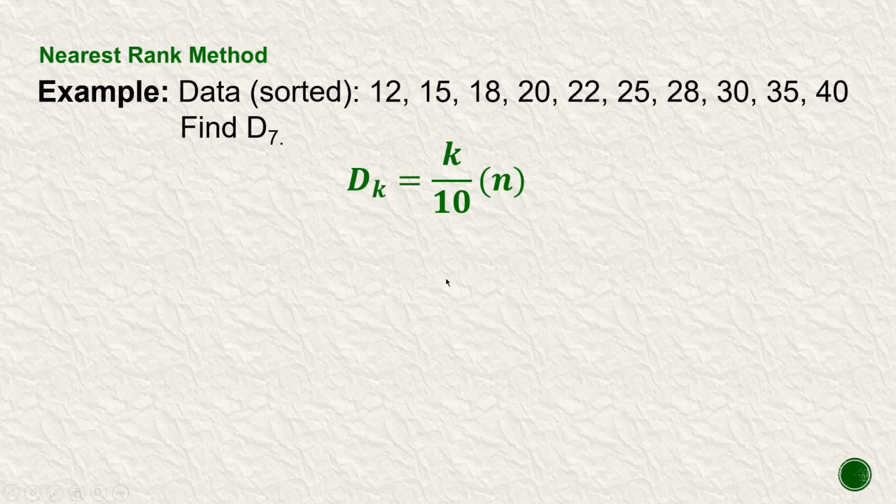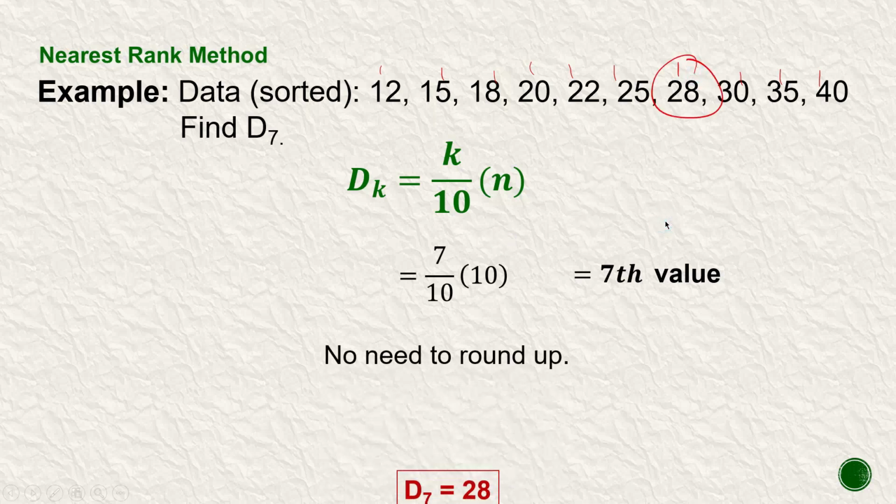So k here is going to be 7. N is, of course, we just need to count all the values here. So we have 1, 2, 3, 4, 5, 6, 7, 8, 9, and 10. So we have 10. So that would be 7 over 10 times 10. That's going to be easy because that's just equal to 7. So meaning we need to just encircle the 7th value, which is 28. Okay. So that's the answer. No need to round up this time. The 7th decile is equivalent to 28.